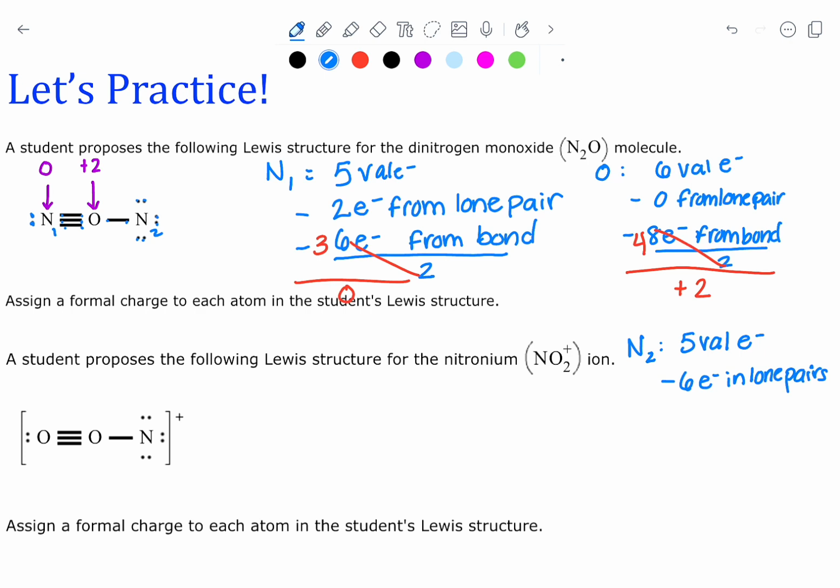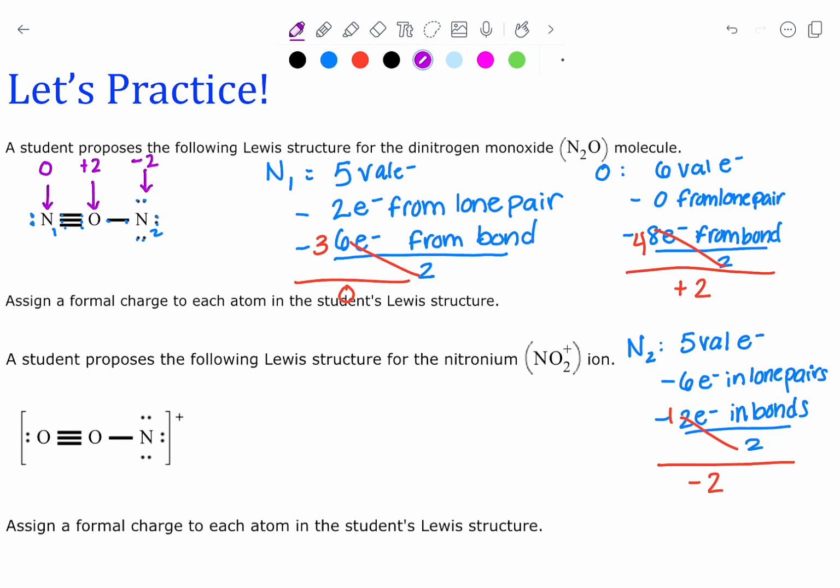And for shared electrons, it has 1, 2 electrons that are in a bond, which we divide by 2 because they're shared, and we simplify that to 1. So we have 5 minus 6 minus 1, so essentially 5 minus 7. So that gives us a total charge of minus 2. So the formal charge on nitrogen 2 is minus 2.